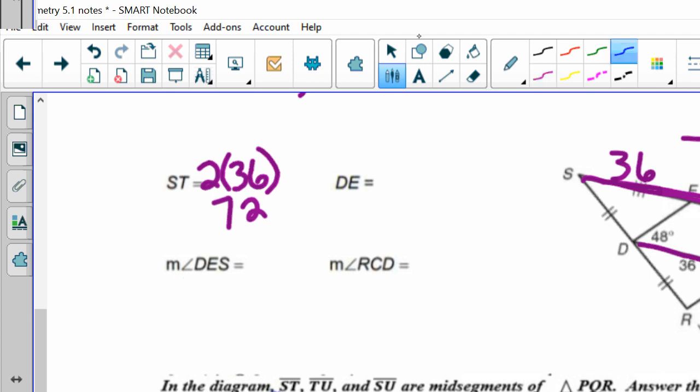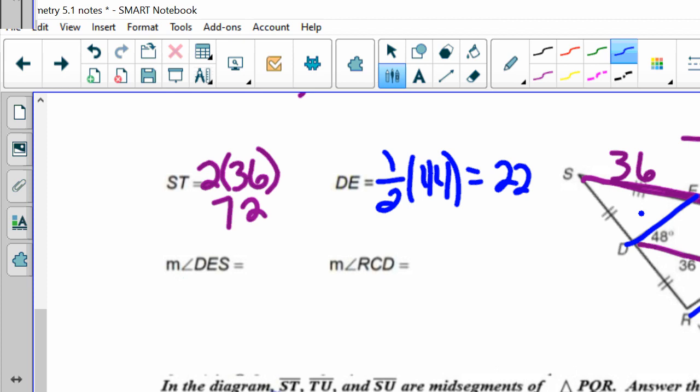Now the next one they've asked for is DE. They want this one here. That and this one are parallel. Again, we can see DE, the one that we're looking for, is smaller, so it's going to be half of the other one. So it's half of 44, which is 22. So now we know this is 22.